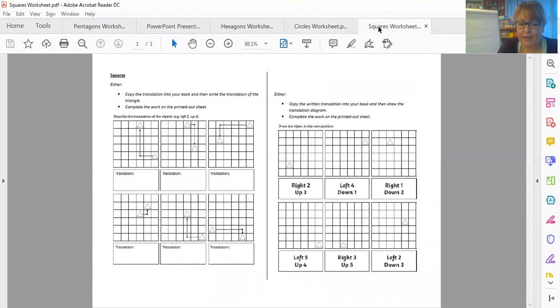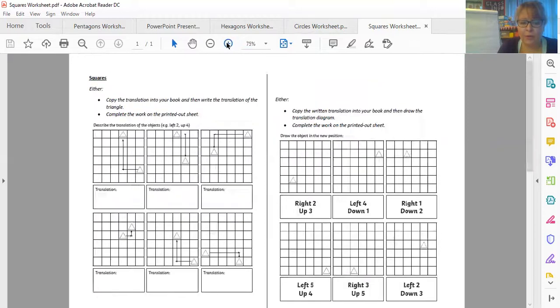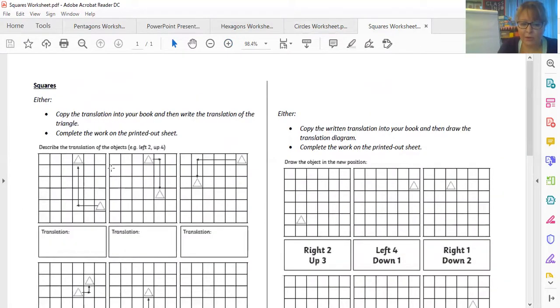Squares, again, exactly the same. You can work on the sheet or you can work in your books by copying it. And then again, first side, you write the translation. So has it gone right? Has it gone left? Has it gone up? Has it gone down? And then the second side, you've got to draw on the finishing position.